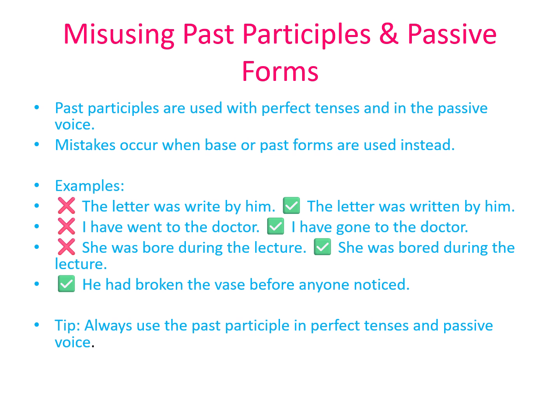Another example is "she was bored during the lecture," using the correct participle form of bore. A correct sentence would be, "he had broken the vase before anyone noticed." Always double-check that you're using the past participle, not just the past tense or base form, when building passive or perfect sentences.